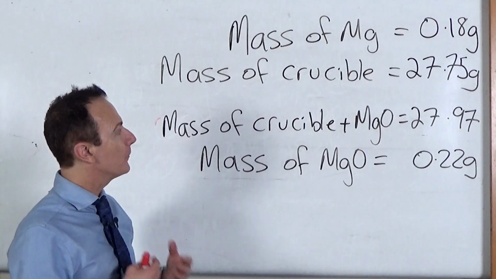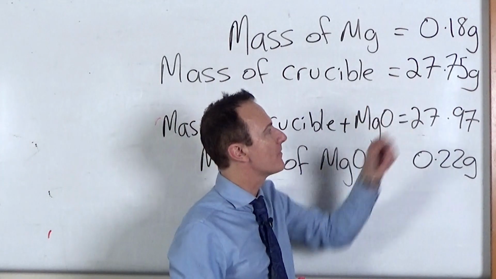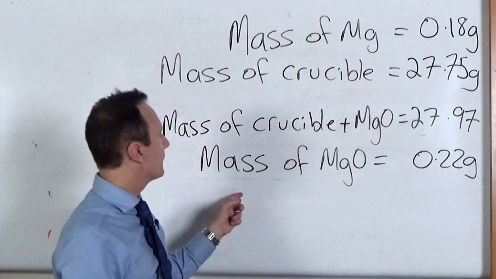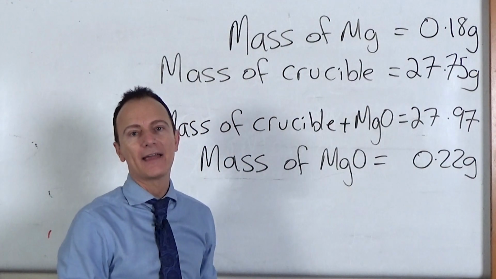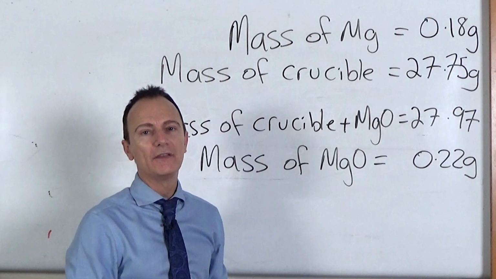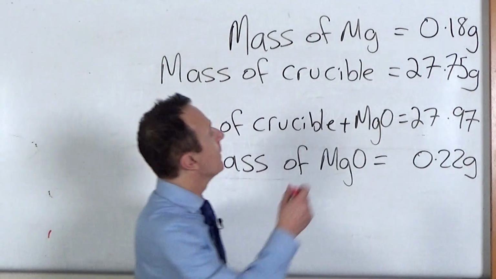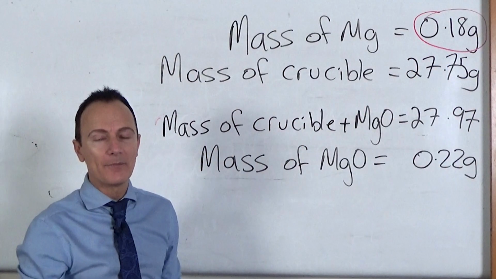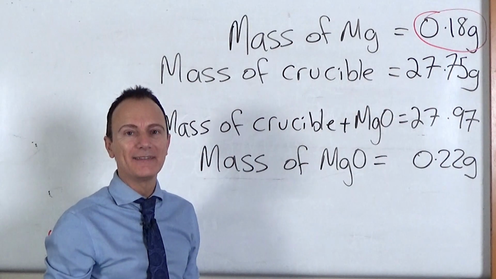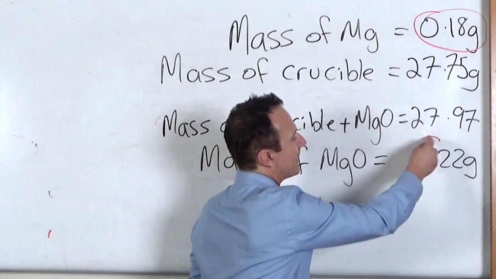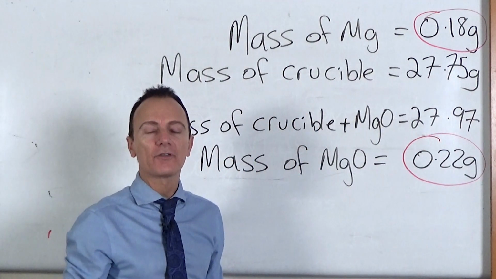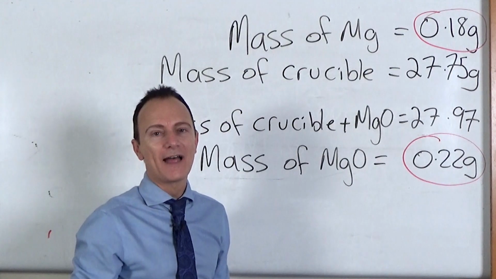And we know that the crucible and lid weighed 27.75 grams. So if we take one away from the other, we know that the mass of magnesium oxide at the end was 0.22 grams. So the magnesium started out being 0.18 grams and it actually gained weight. It got heavier and it became 0.22 grams as it reacted with oxygen and joined with oxygen atoms from the air.